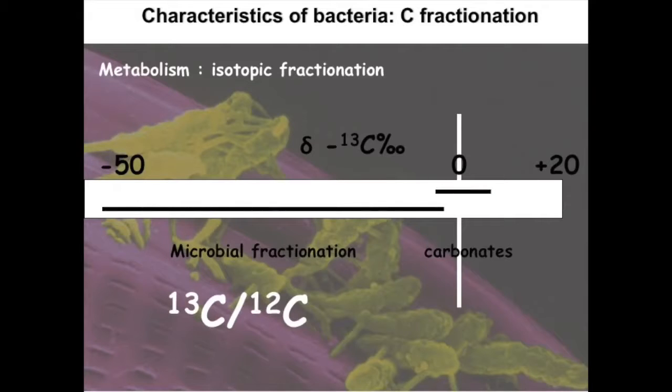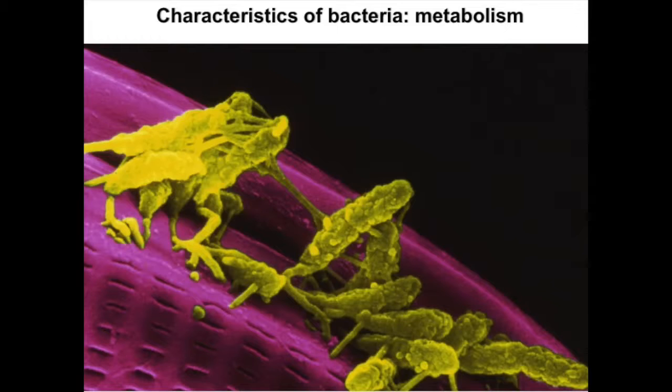Keep in mind, though, that the carbon fractionation of abiotic carbon in meteorites covers the whole of this range and goes much further towards the positive as well. It overlaps with the microbial fractionation pattern, but it's got a broader range than the microbial fractionation pattern. Metabolism. Another characteristic of organisms is that they metabolize.